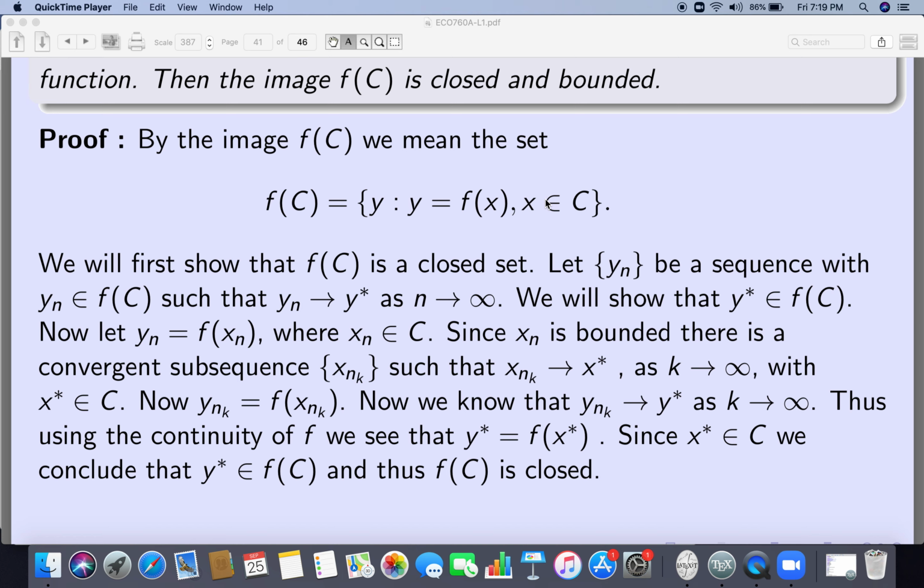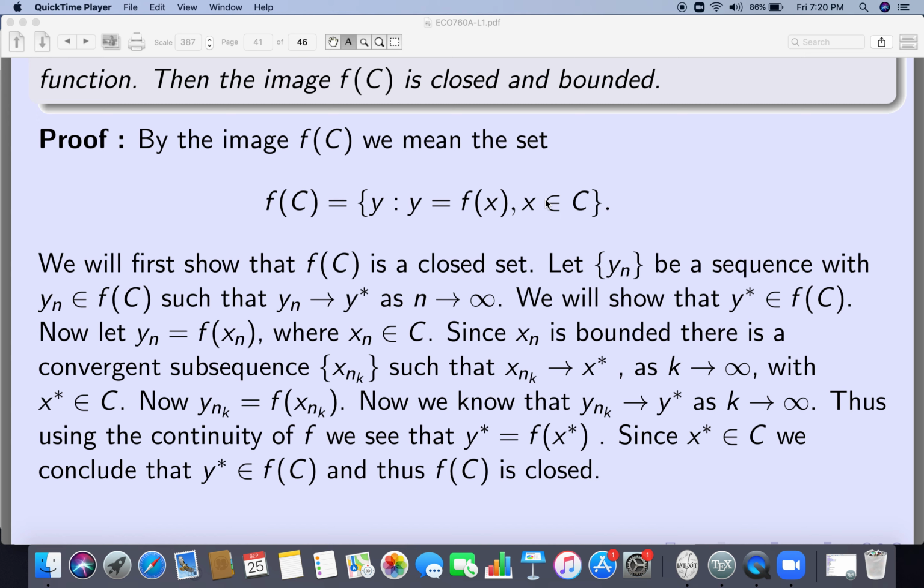Now y_{n_k} is equal to f(x_{n_k}). Of course, for every y_n there is an x, which we write as x_n because we want to maintain an index, for which y_n equals f of that x. So whatever corresponds to n, that x is called x_n basically. So y_n is equal to f(x_n), and x_n is a bounded sequence and hence has a convergent subsequence by the Weierstrass theorem, and that subsequence is x_{n_k}, which converges to x star.